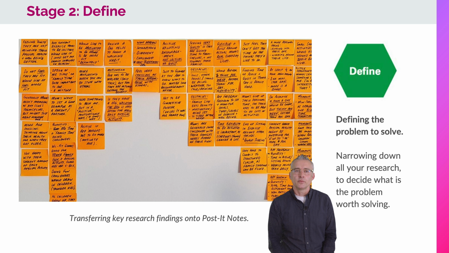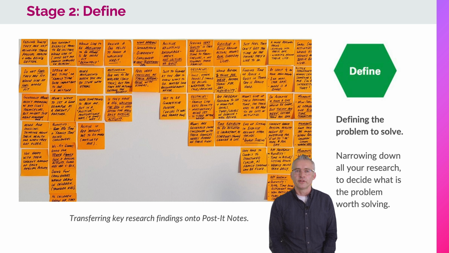Summarize each key research point into a few words and transfer it onto a post-it note. Keep one key point to one post-it note. How many post-it notes you end up with is up to you and what you think are the most important pieces of information that you have gathered.